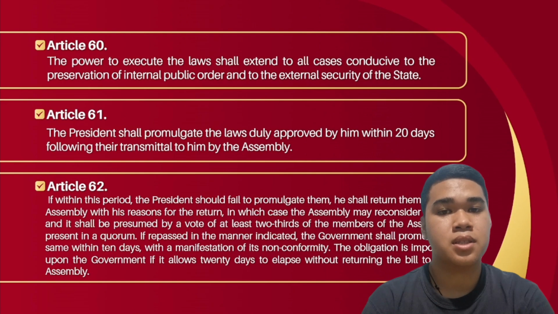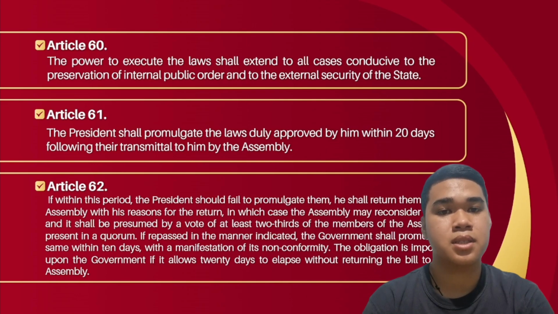The next one is Article 61. It guarantees the president prompt action on approved legislation, formalizing laws within a designated time frame following the assembly's approval. The president is required to promulgate laws that have been approved by the assembly within 20 days of receiving them.